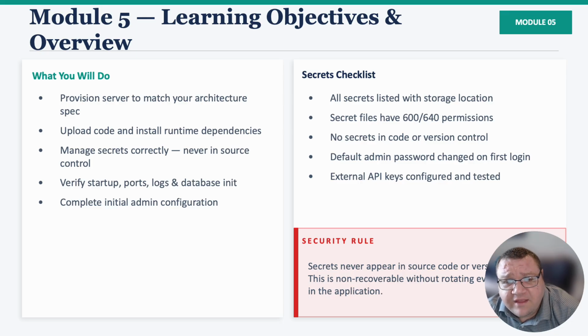Then, and this is the part I want you to pay close attention to, you'll manage secrets correctly. A secret is any credential, API key, or sensitive configuration value that your application needs to function. Database connection strings, JWT secrets, third-party API keys, all of these are secrets. The rule is simple. Secrets never go in source code. They never go in version control. Never. Not even in a private repository. Secrets go in environment files, environment variables, with restricted file permissions, 600 and 640.